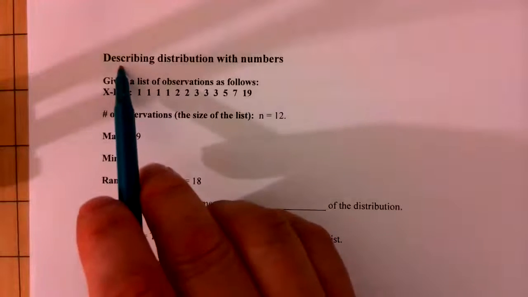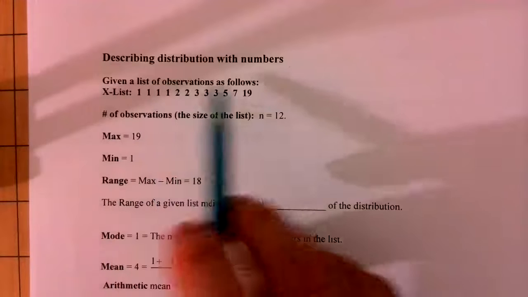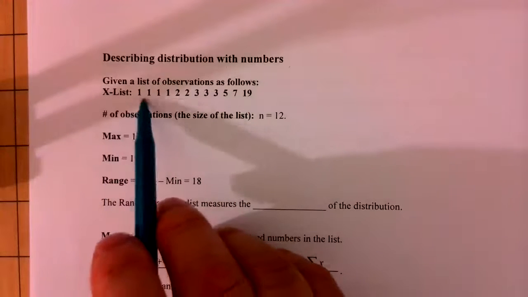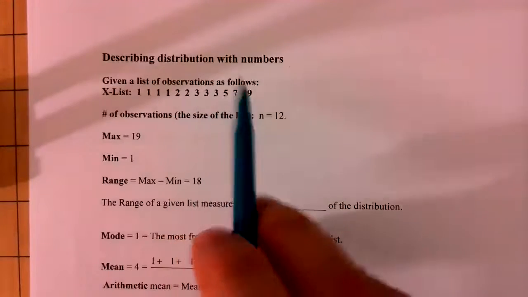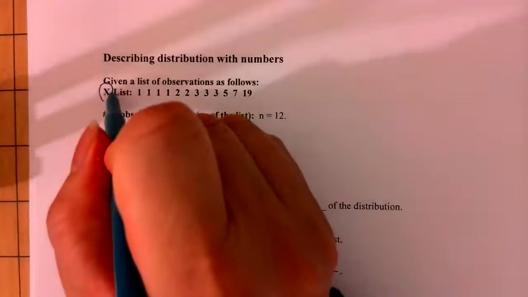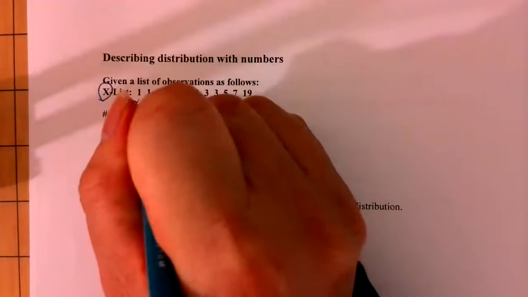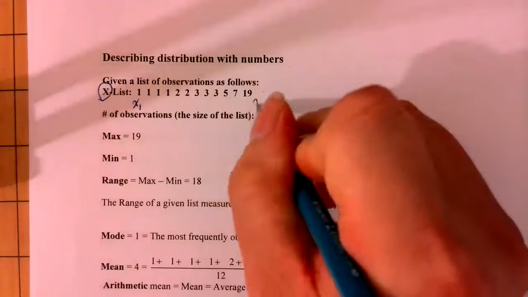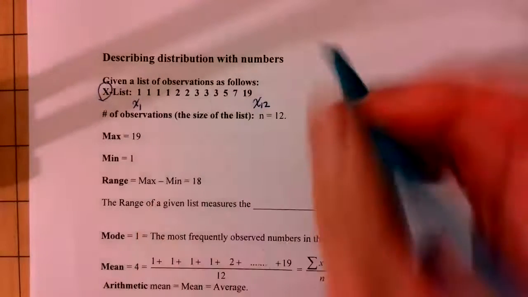Now, describing distribution with numbers. Suppose we are given a list of numbers, okay? X list: 1, 1, 1, 1, 2, 2, 3, 3, 3, 5, 7, 19. The variable itself, we use a capital letter, but each observation, we use lowercase. So this is X1, this is what? X12, okay? And look at the list.